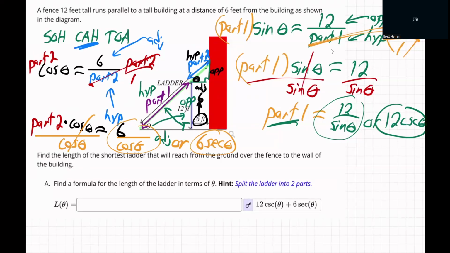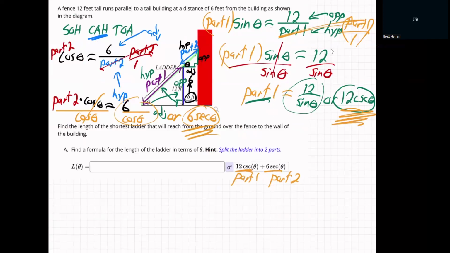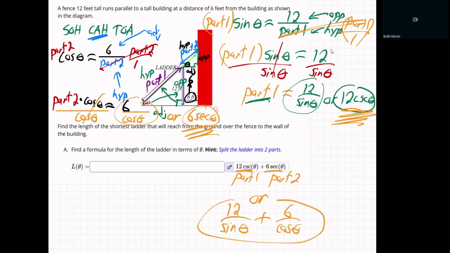Then we just add up part 1 and part 2. So here they go. Here's part 1, here's part 2. 12 cosecant, 6 secant, right? Or you could do them the other way. You could just type in 12 over sine theta plus 6 over cosine theta. That's totally fine also. And that's a formula now for the total length of the ladder, part 1 plus part 2, in terms of the angle theta.